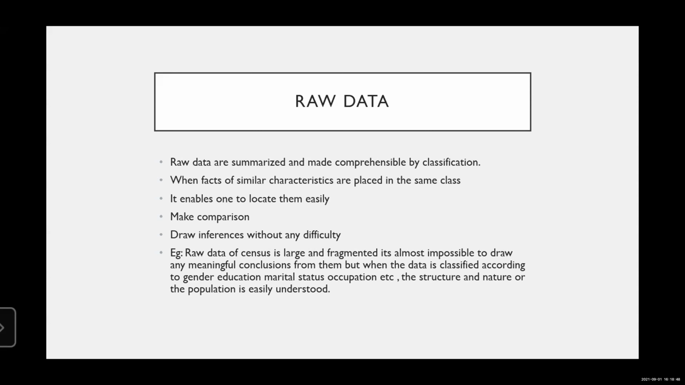So, raw data are summarized and made comprehensible by classification. When facts of similar characteristics are placed in the same class, it will be easy.